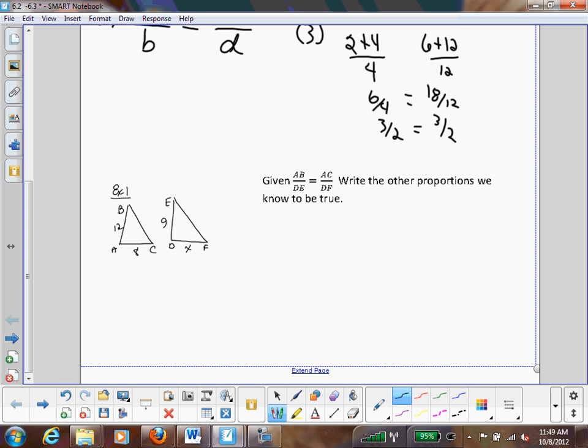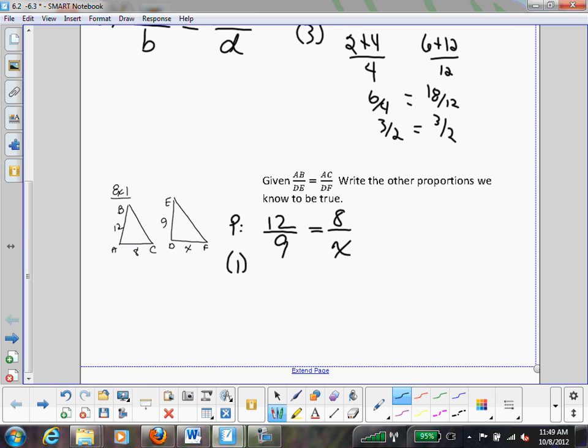And so if we're going to apply what this drawing is, AB is what? 12 over DE, which is 9, and that equals 8 over X. And so this is the parent one. And so what did you say, Allie, I should write?